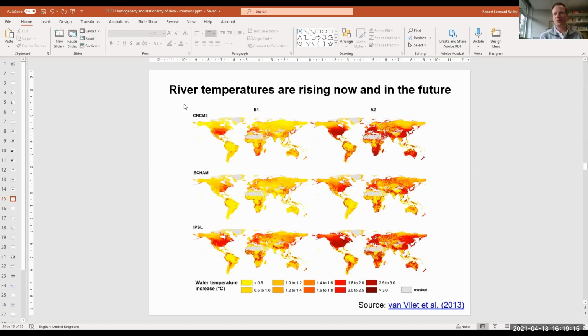Higher temperatures can also exacerbate certain types of pollution issues. So rising water temperatures globally is something that all nations should really be taking seriously. And it is something that is expected to become more extreme in coming decades.